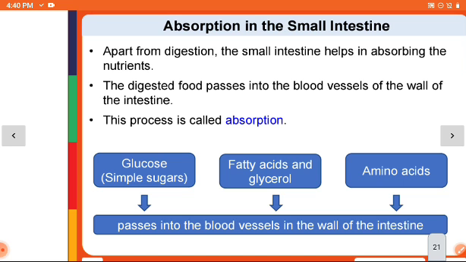We know that as part of digestion, the small intestine helps in absorbing the nutrients, and the digested food passes into the blood vessels of the wall of the intestine. This process is called absorption. I am repeating again: the digested food which passes into the blood vessels of the wall of the intestine, this process is known as absorption.